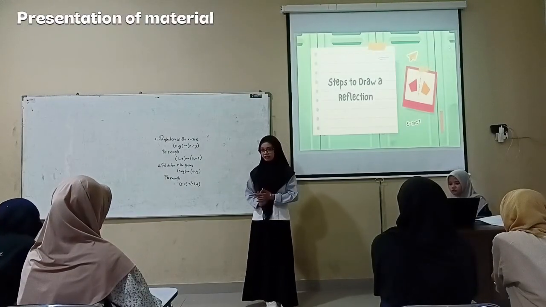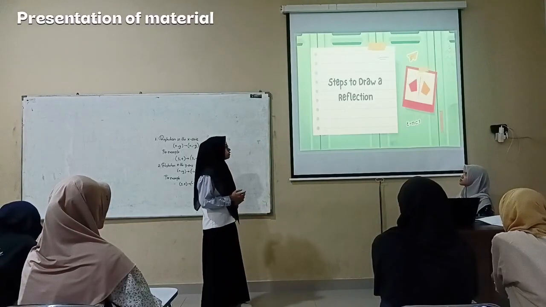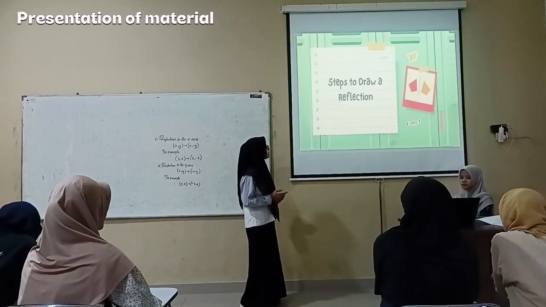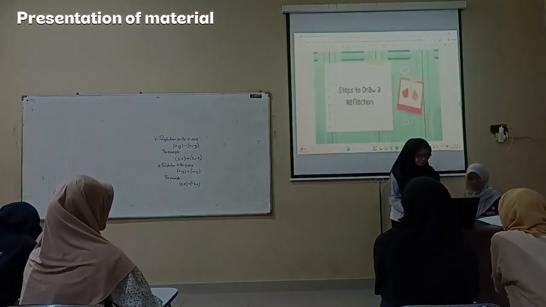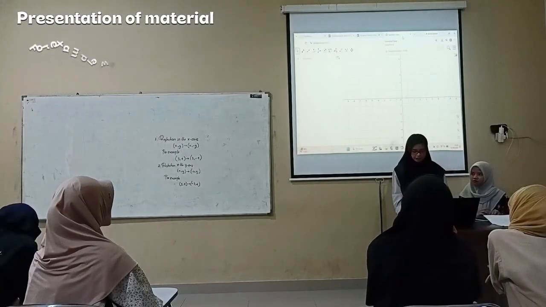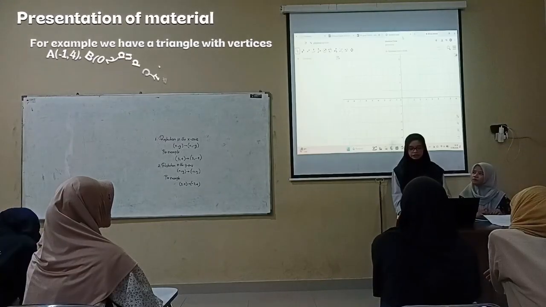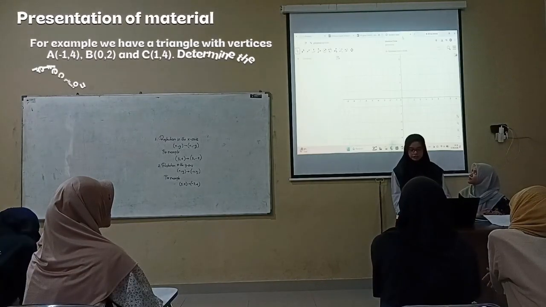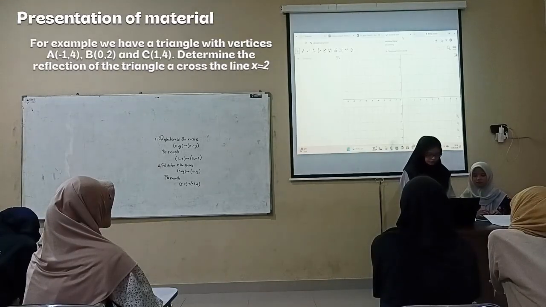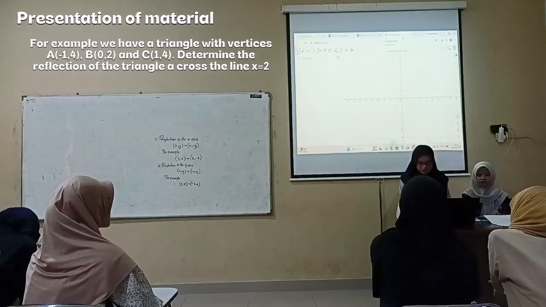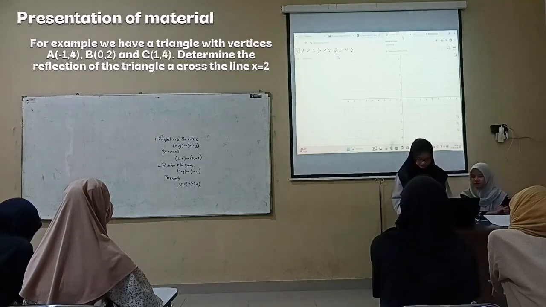Let's learn how to draw a reflection step by step in geometry. For example, we have a triangle with vertices A at (-1, 4), B at (0, 2), and C at (1, 4). Determine the reflection of the triangle across the line x equals 2.